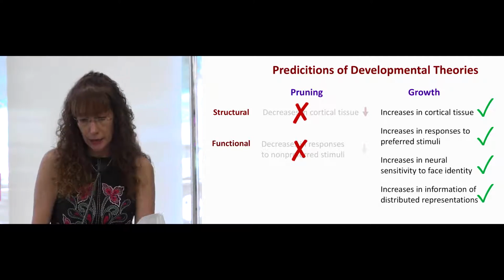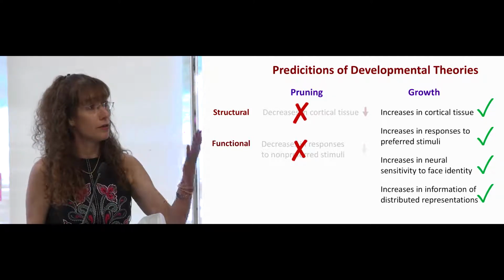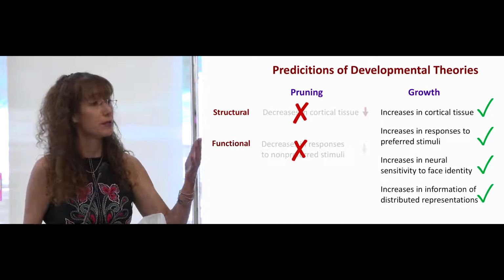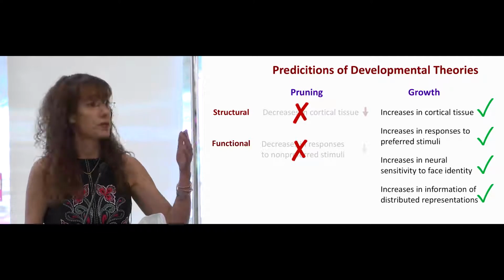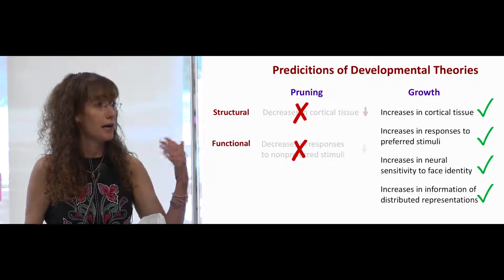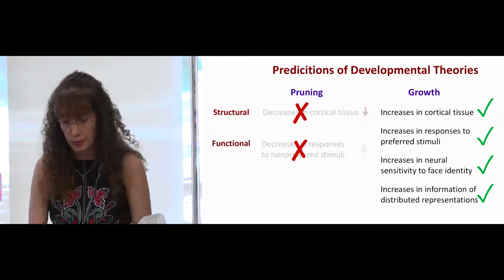So far we have a lot of evidence in favor of the growth hypothesis, because we also see increases not only in responses to the preferred stimuli, but also increases in the neural sensitivity to face identity, as well as increases in the informativeness of distributed responses to faces.